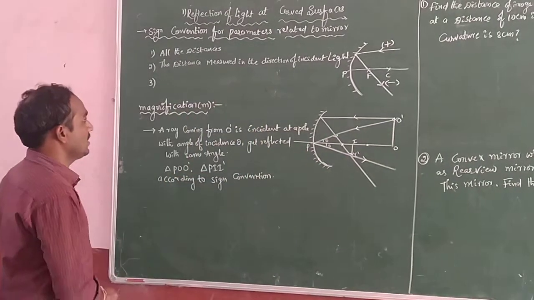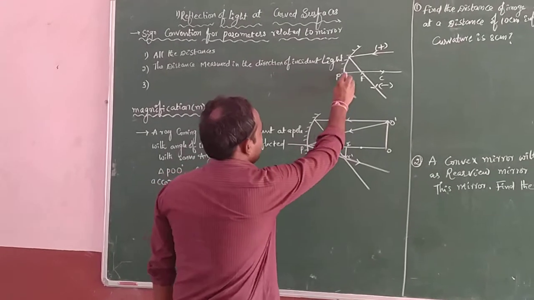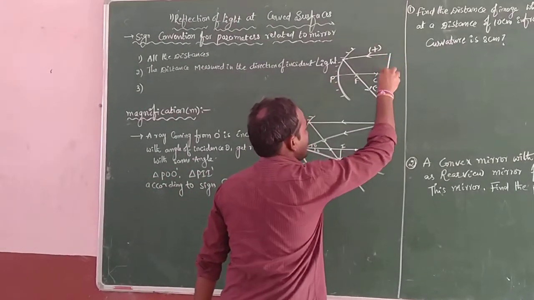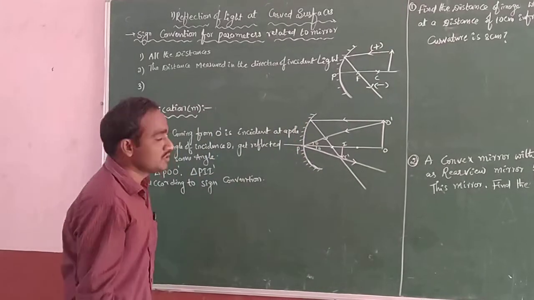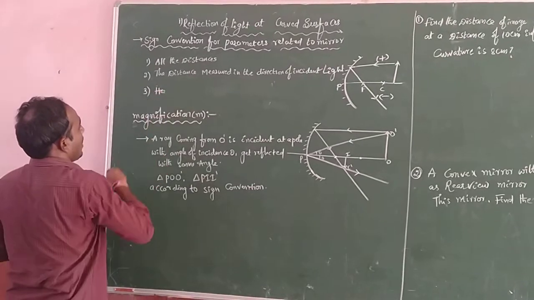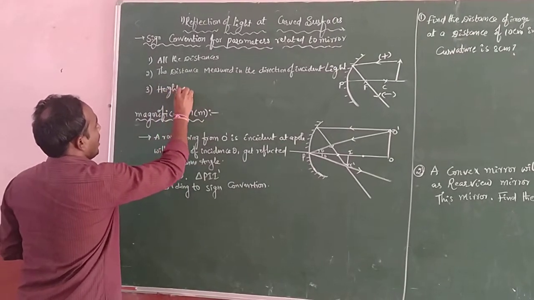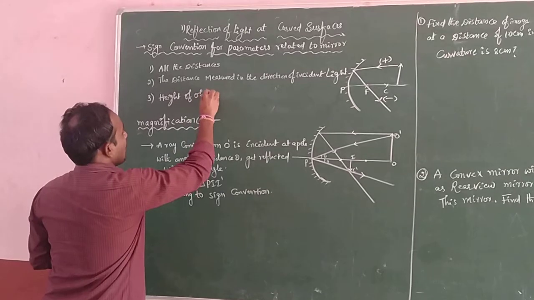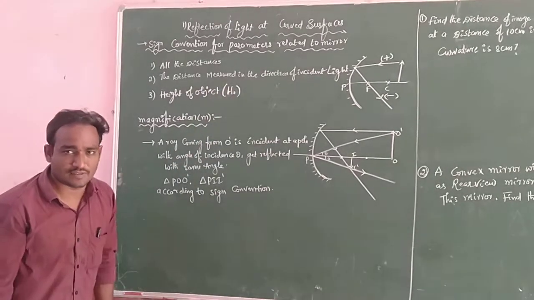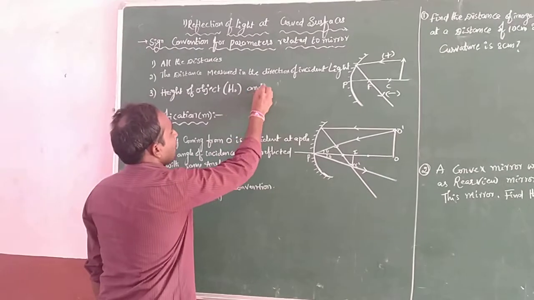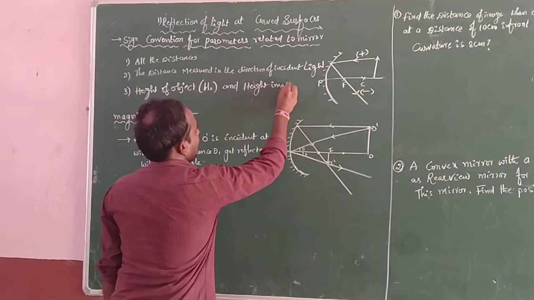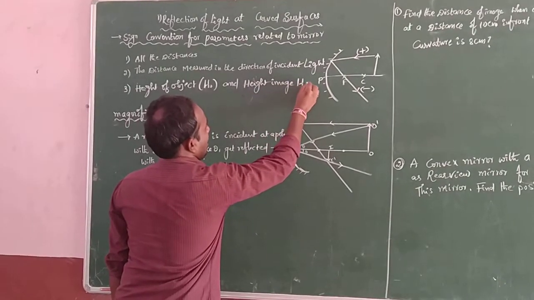One more thing here, on the principal axis, I have to take one object. So this is the object. For example, the height of the object is represented as h0, the object distance s0, and the height of the image we take as hi.